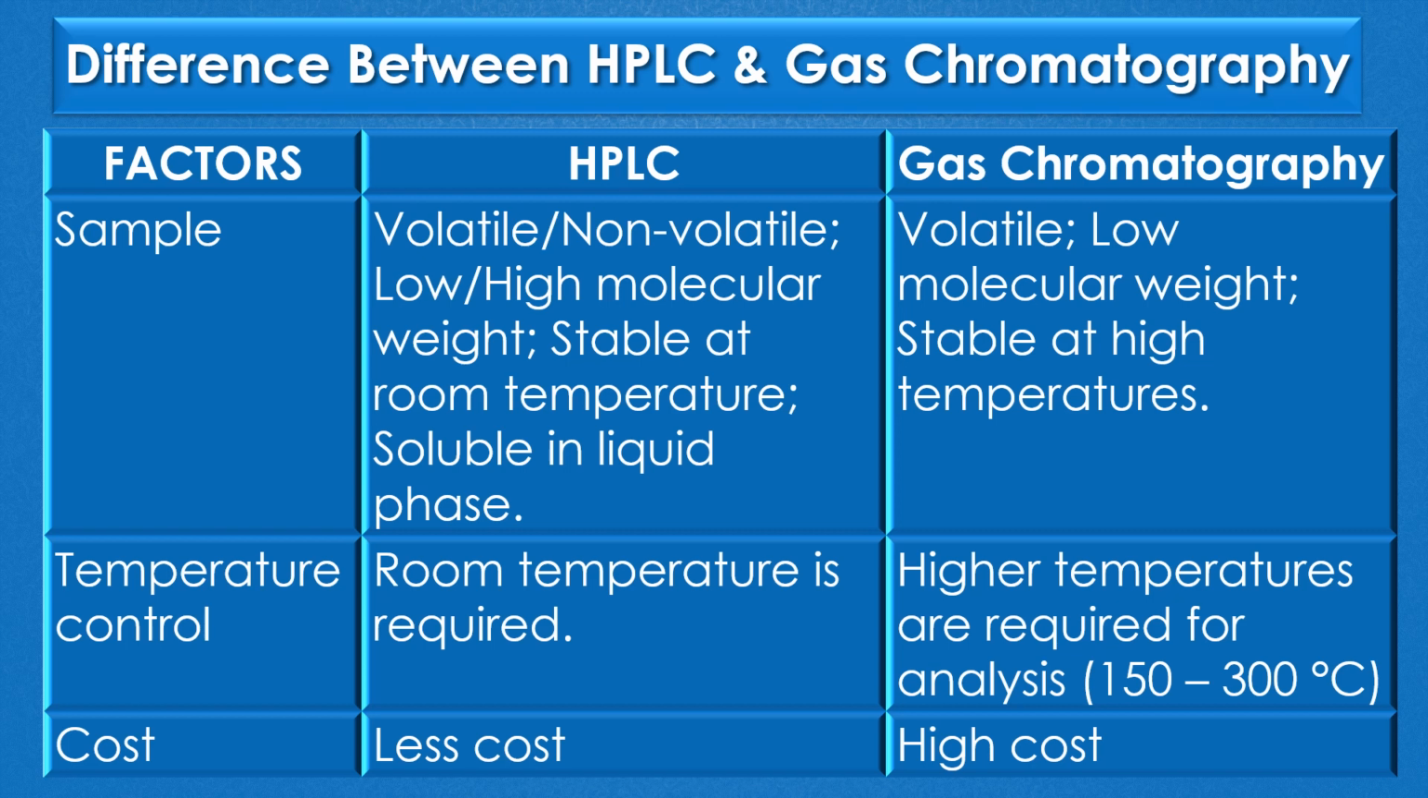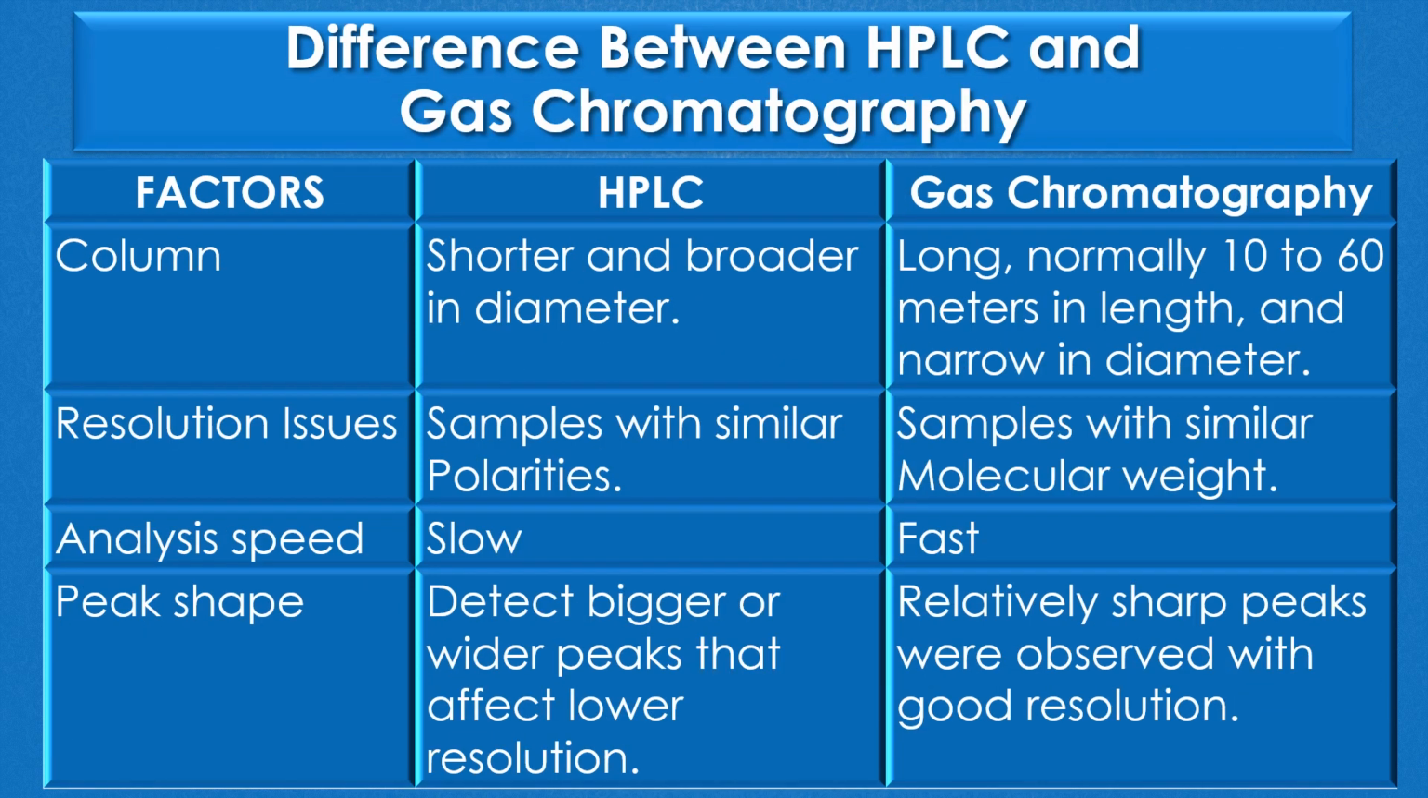Cost wise, HPLC is less cost than gas chromatography, and the gas chromatography is high cost than the HPLC. The column used for the HPLC are generally shorter and broader in diameter, and the column used in gas chromatography are long, normally 10 to 60 meters in length and narrow in diameter.